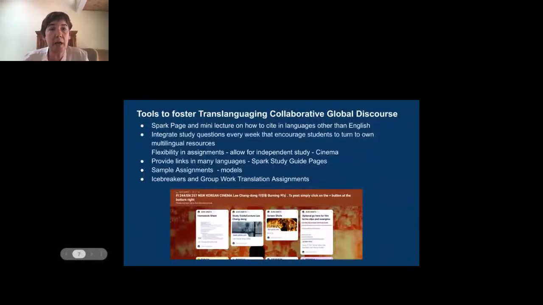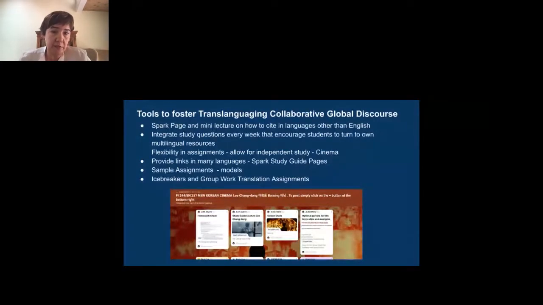Okay, so some ways that I foster inclusion and globalism and pluralism, through not just translanguaging but collaborative activities. Every unit that I do for my online cinema class or my online literature classes, I always have a Spark page that is like a mini lecture. I often give a mini lecture on how to do this, and I have a link for students that they can go to and see how to cite in other languages. And I also provide samples for students to see.